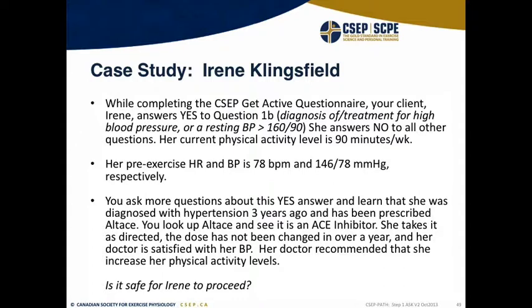As you ask Irene more questions about her medical history, you find out she was diagnosed with hypertension 3 years ago and has been taking Altace ever since. You learn that Altace is an ACE inhibitor and she's taking it as directed. Her doctor is satisfied with her blood pressure and has recommended that she in fact increase her physical activity levels. So is it safe for Irene to proceed?